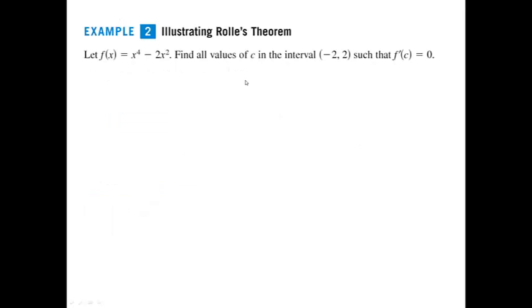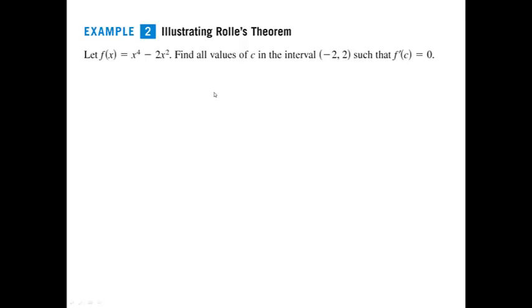Okay, here's the second example, illustrating Rolle's theorem. Let f of x equal x to the 4th minus 2x squared. Find all values of c in an interval between -2 and 2. This is not an ordered pair. This is an interval, so both of these are x's. x is between -2 and 2, such that the derivative of f at c is equal to 0.